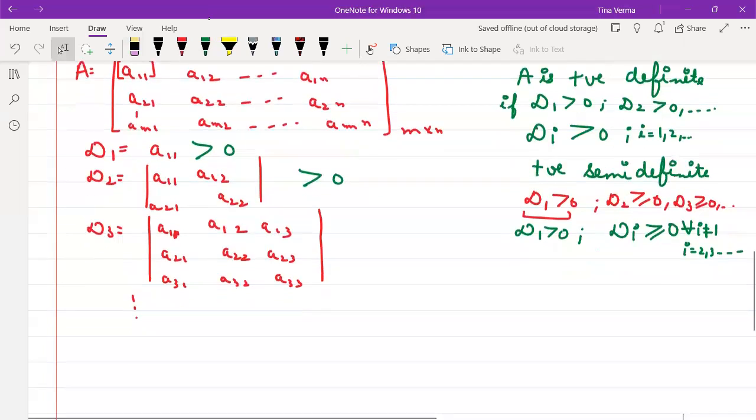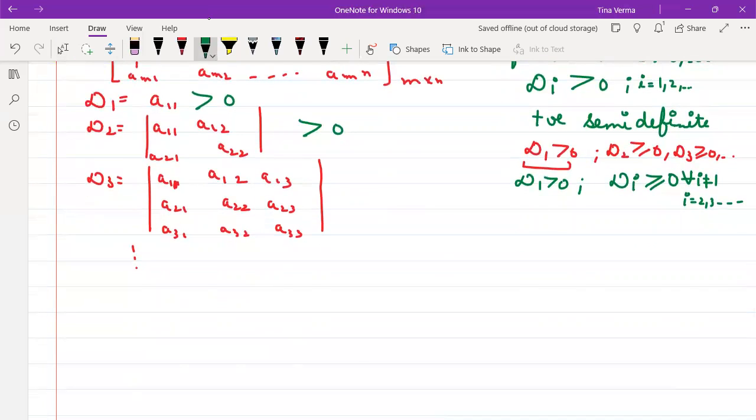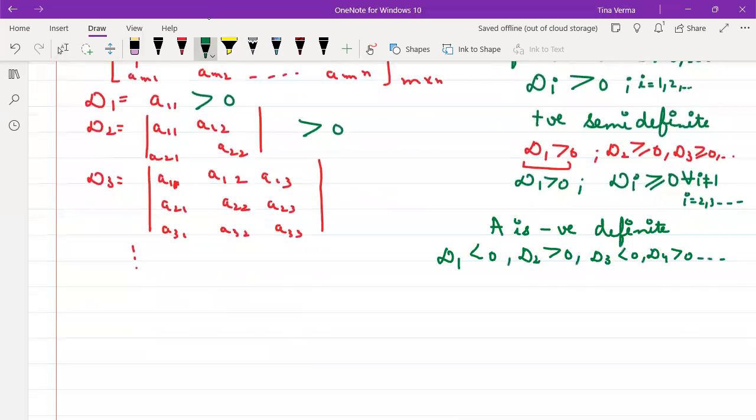Yes. In the same way, you will say your matrix A is negative definite when you have D1 less than 0 and then alternate signs: D2 greater than 0, D3 less than 0, D4 greater than 0, and so on. That means Di for odd i should be less than 0, and Di for even i should be greater than 0. That you call negative definite. Is it clear?